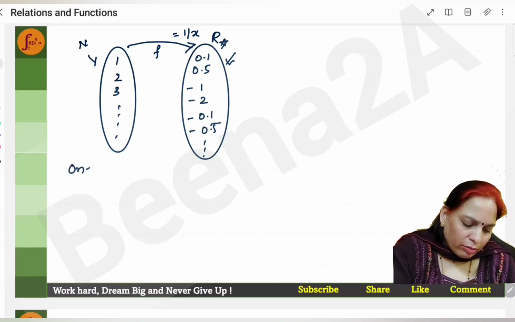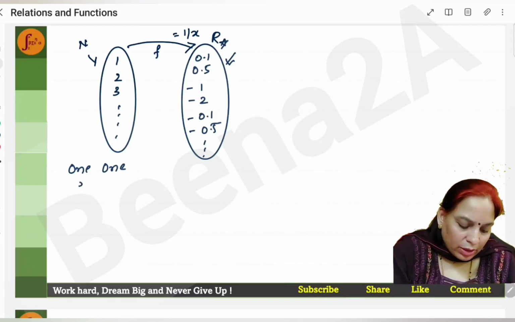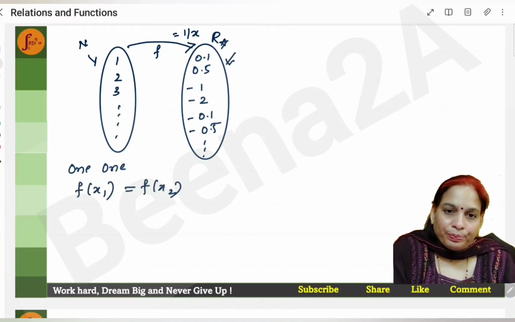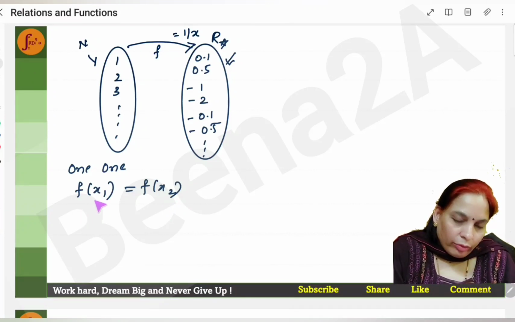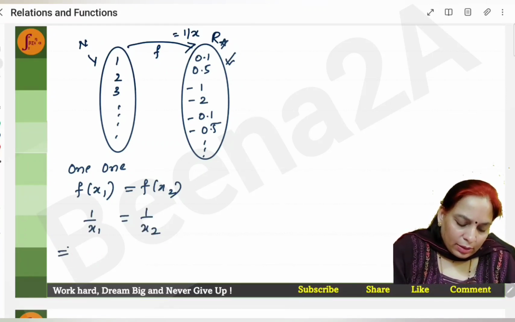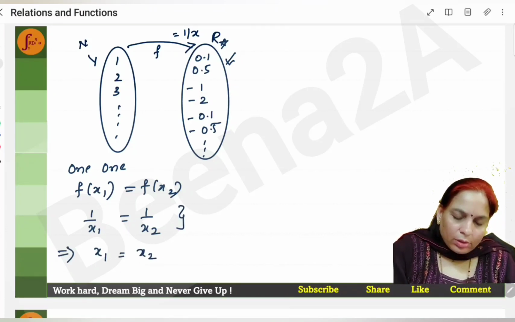Now we'll start with 1 to 1. We'll use the same thing. We start with f of x1 is equal to f of x2. What is f of x? 1 by x. So it will be 1 by x1 and this will be 1 by x2, which implies, if I take reciprocal on both the sides, that x1 is equal to x2.